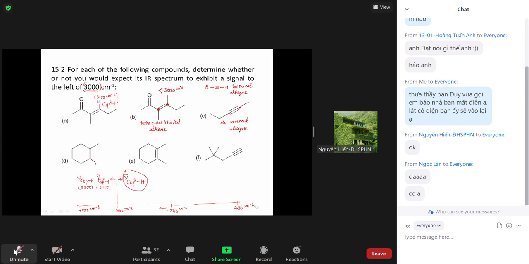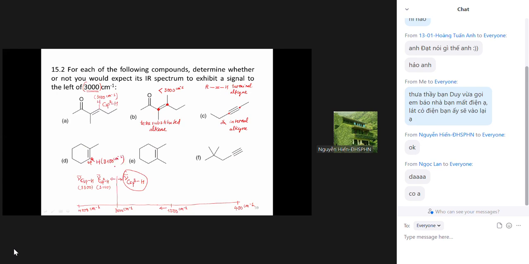Okay, so in compound D, you have an sp2 hybridized carbon atoms, and therefore this will absorb light at wave number of 3100 centimeters to the -1. So on the left, here you also have a tetra-substituted alkene, or in other words, you don't have any C sp2 H, so you have in this case only a signal below 3000.